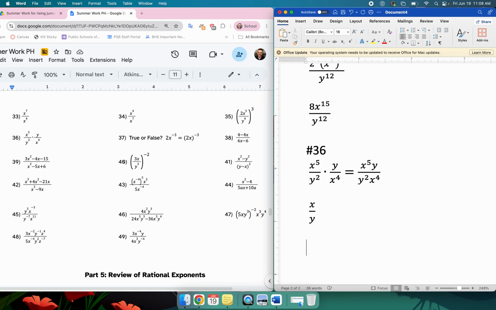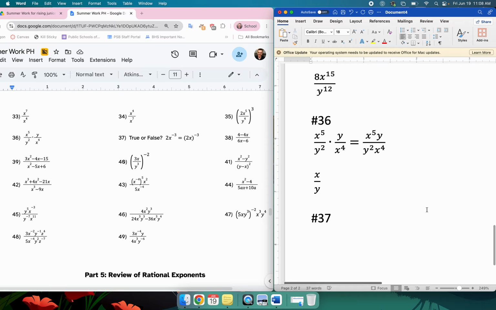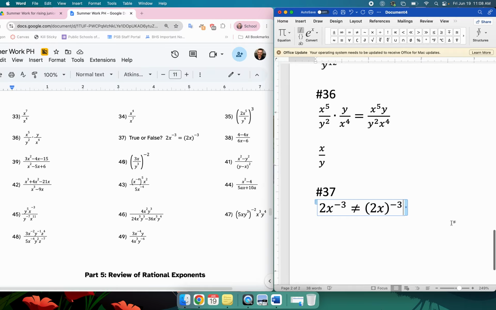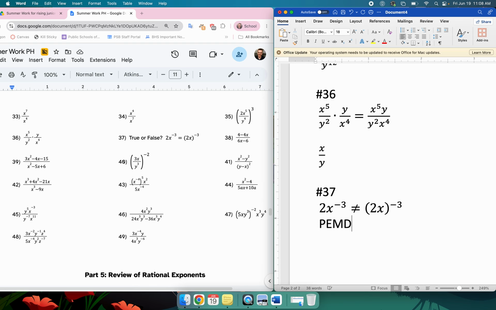Number 37, true or false? True or false questions are scary. True or false? That's false. I will just tell you that this is not equal to 2x to the negative 3. There are a couple of ways of explaining it. One way is PEMDAS, in other words, order of operations.